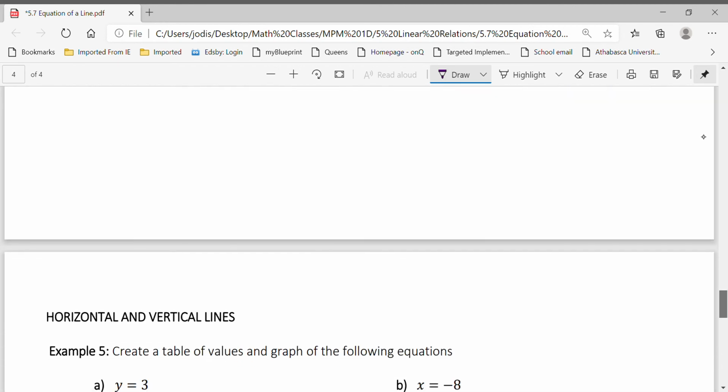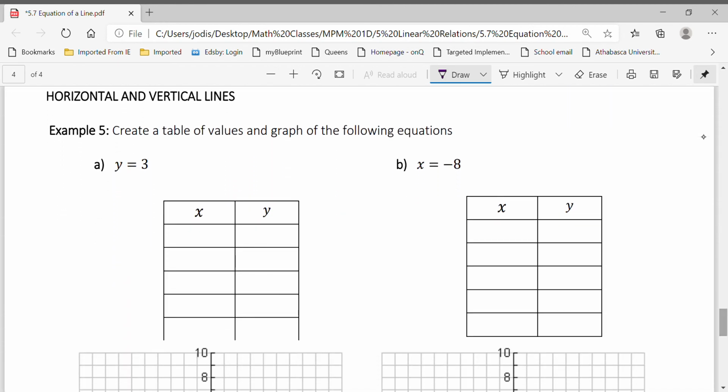So we have one more way that we're going to look at today, some horizontal and vertical lines. We saw those in the first lesson and saw that they were a little bit special. So we're going to take a closer look at these. We want to create a table of values and a graph for the following equations. The first one is just y equals 3. I'm going to pick some values for x: negative 10, negative 5, 0, 5, and 10, just to spread it out. When x equals negative 10, if we look at our equation, there is no x to plug in, y equals 3.